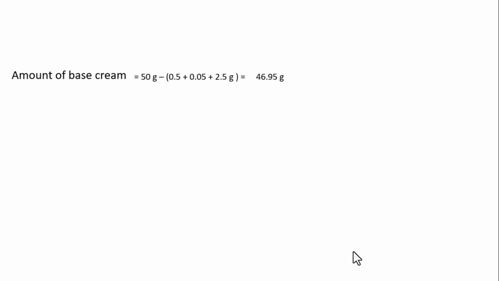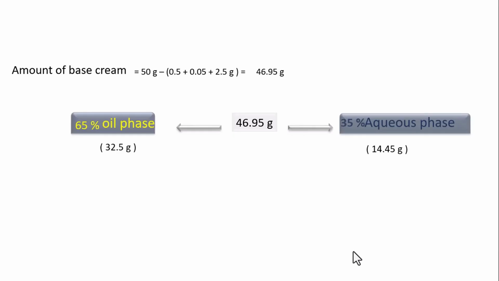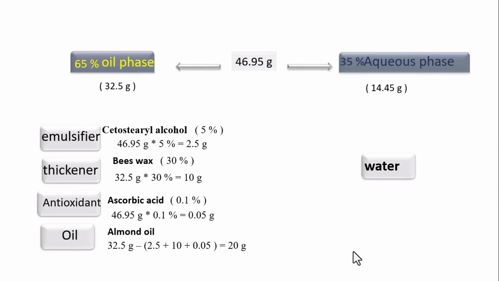Out of this amount, we plan for 65% to be the oil phase, which comes to 32.5 grams, and 35% to be the water phase, which is 14.45 grams. In the water phase, we only use water. In the oil phase, the emulsifier we're using for this cream is cetearyl alcohol. 5% of the total amount comes to 2.5 grams.